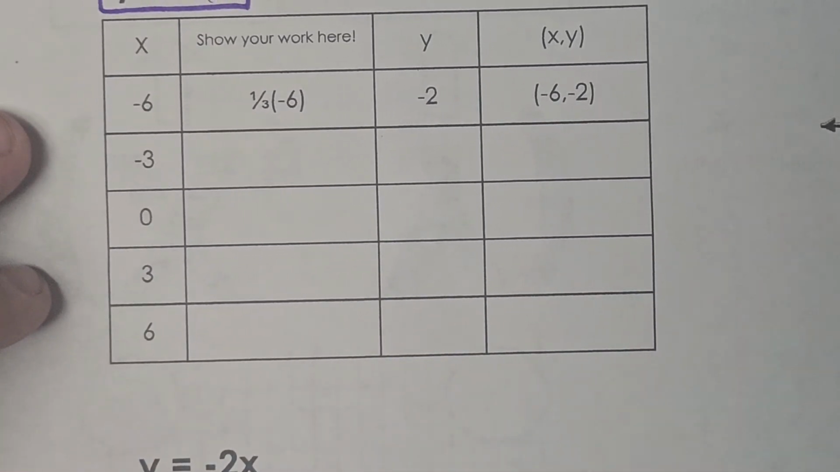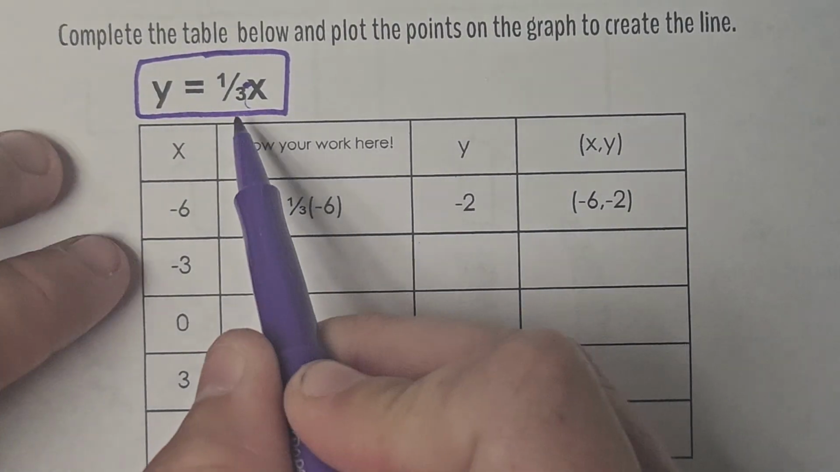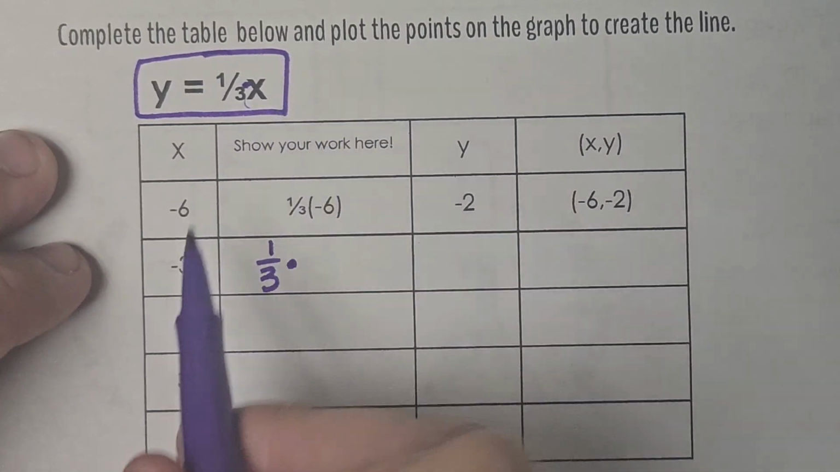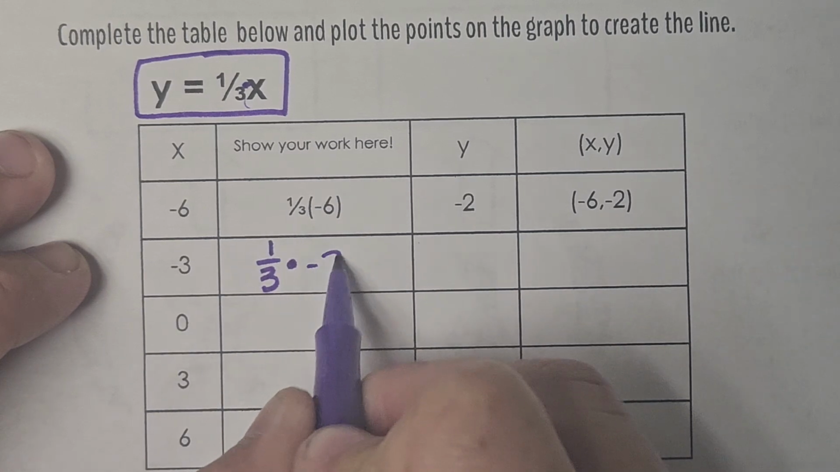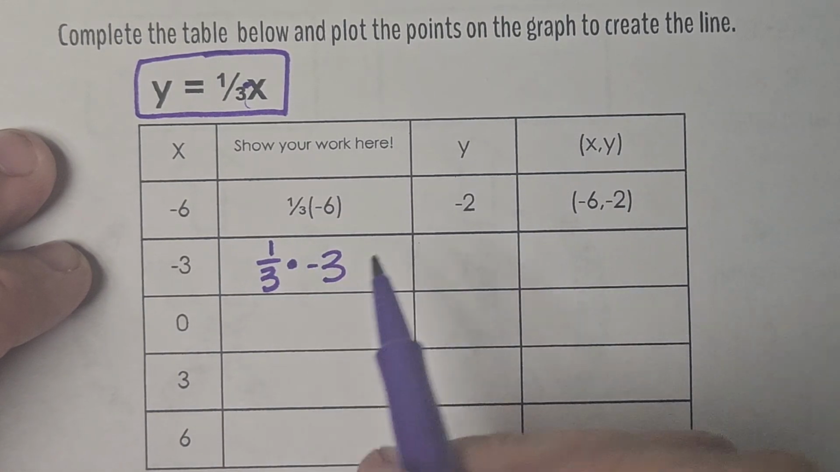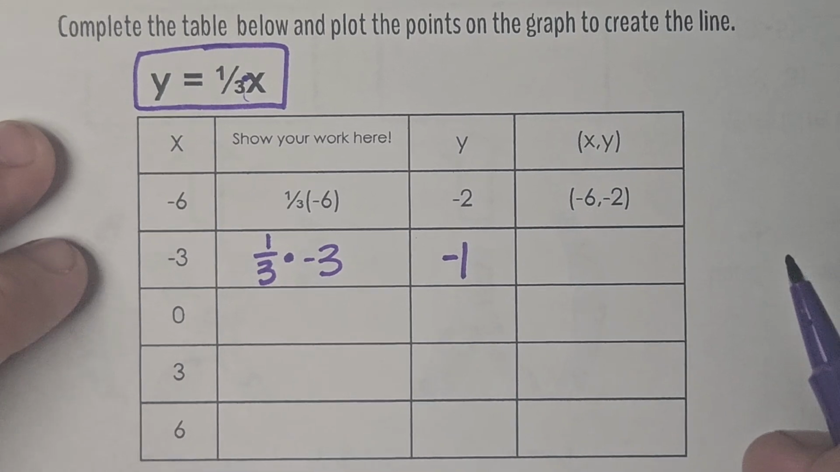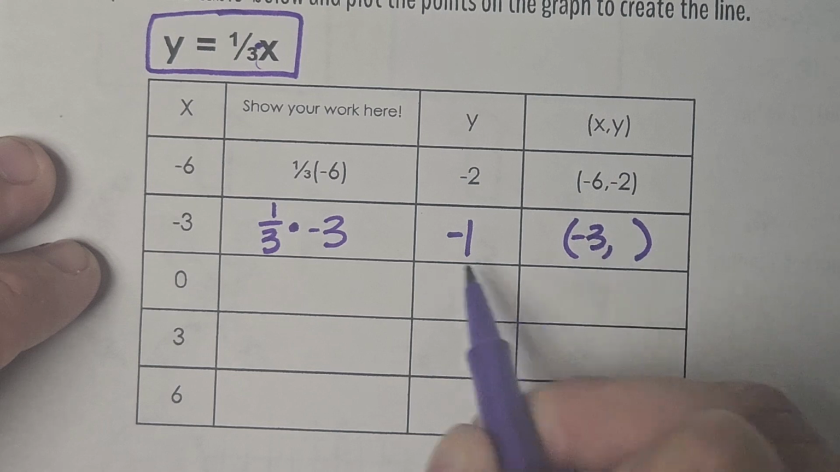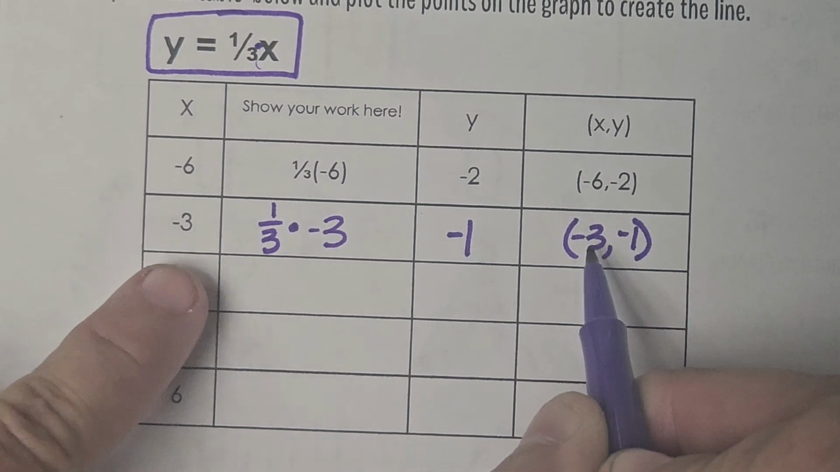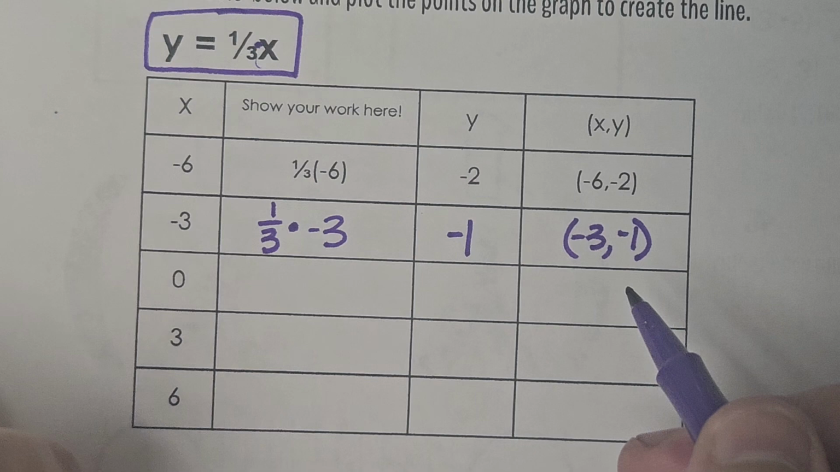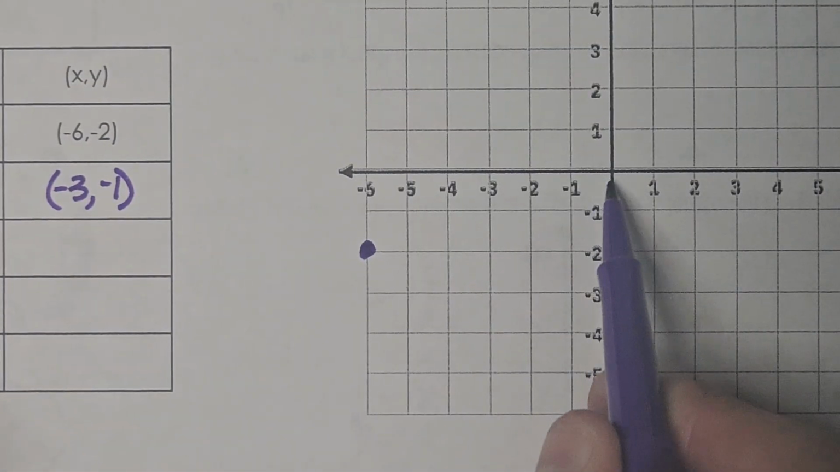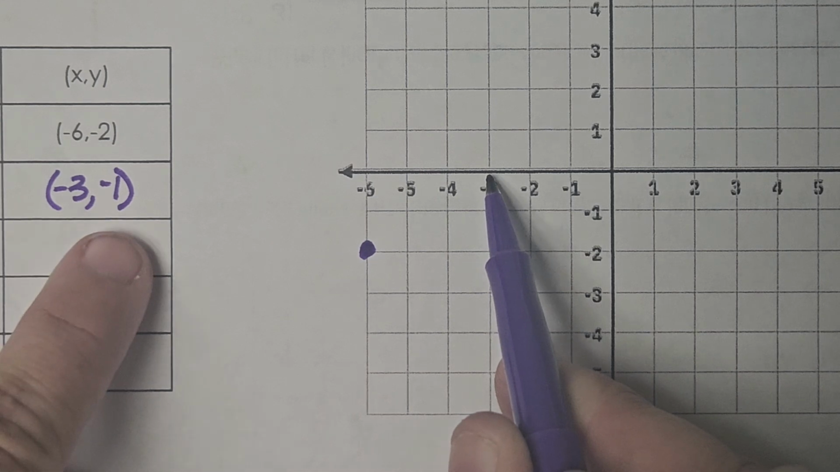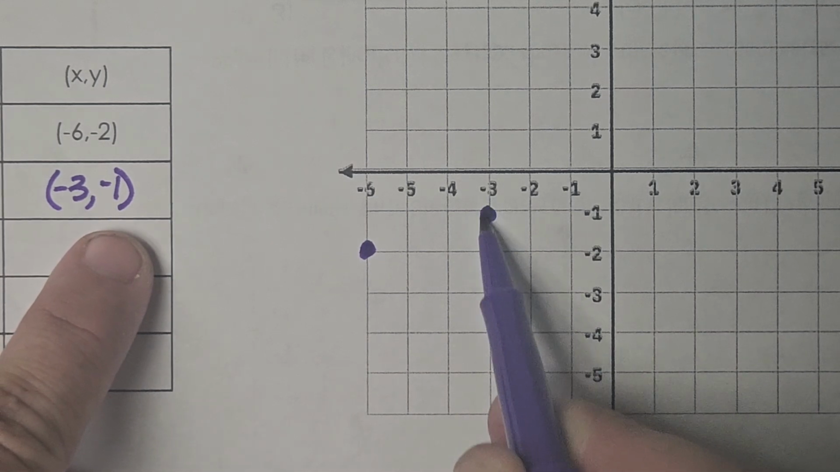All right, so let's do the second one. The second one, I know that I have to use 1/3. I know I'm going to multiply by my x value. My x value is -3. So 1/3 times -3 is -1. My coordinate is -3 comma -1 for my x number, and then I use my y number. So when I plot it, I'm going to start at 0, 0. My -3 tells me that I need to go to -3 here, and then I'm going to go down to -1. So that's my next point.